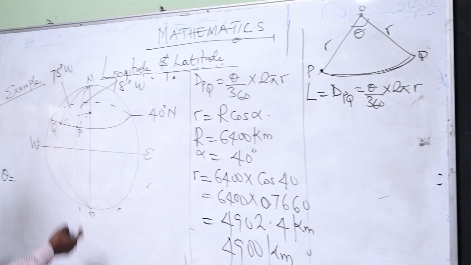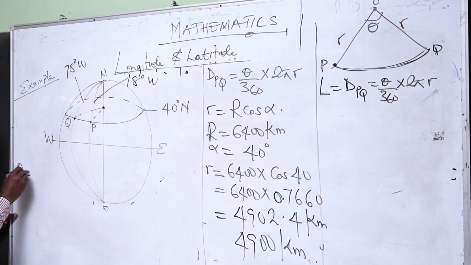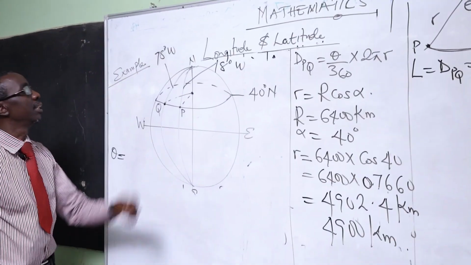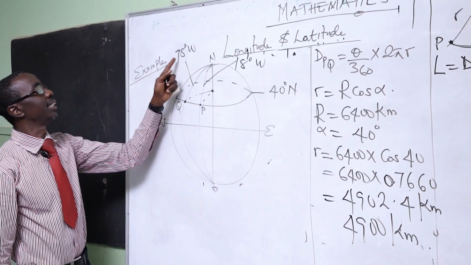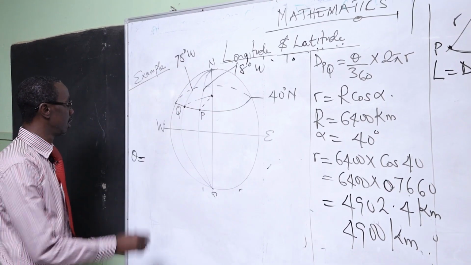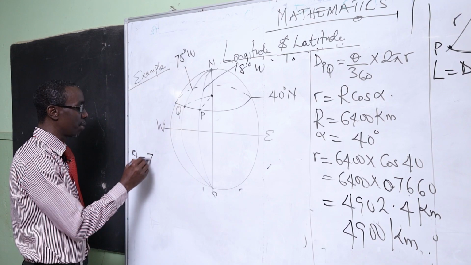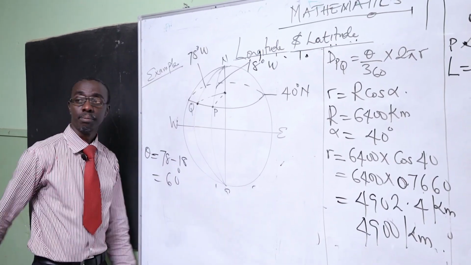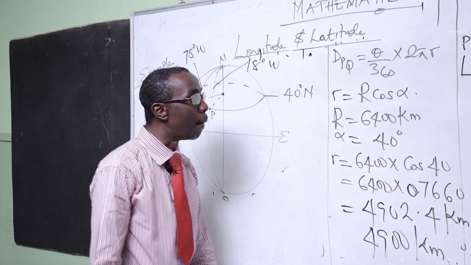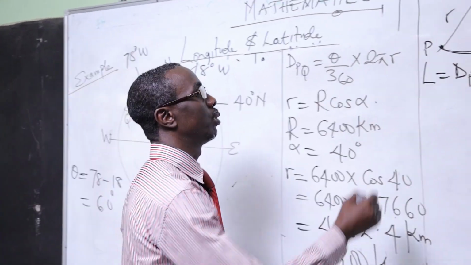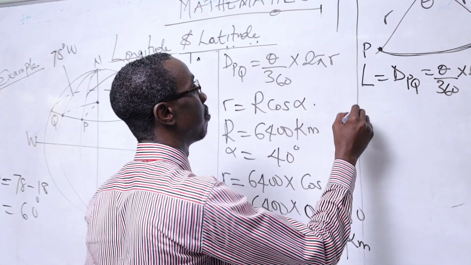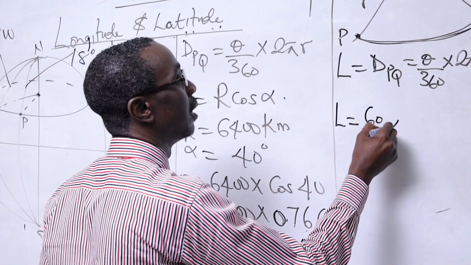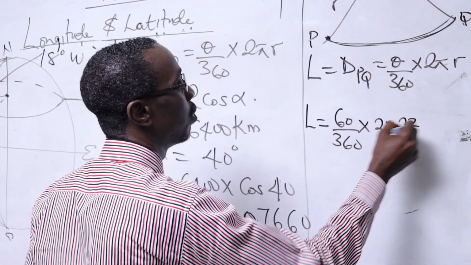With that, we want to come here now and check what our theta is from the diagram. From the diagram now, the two longitudes are on the same side. Yes or no? Yes, one is 78, the other is 18. So because they're on the same side, theta will be 78 minus 18, and that is 60. All right. With that, we can now go to the formula and substitute. Length will be 60 over 360 times 2 times 22 over 7.